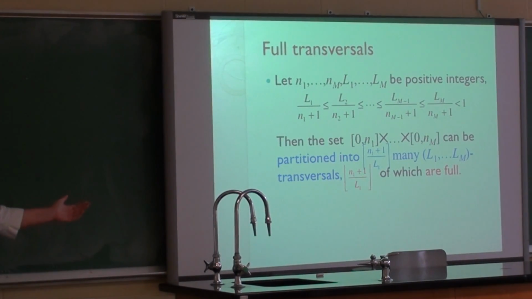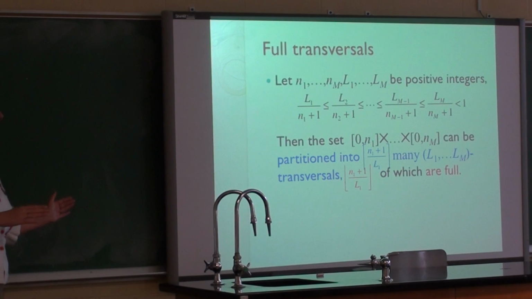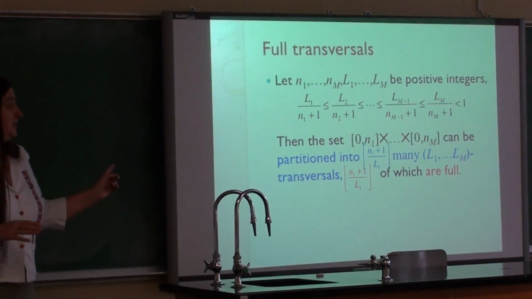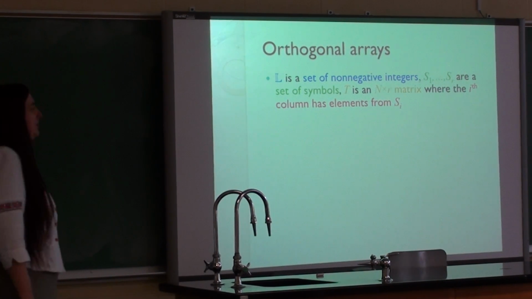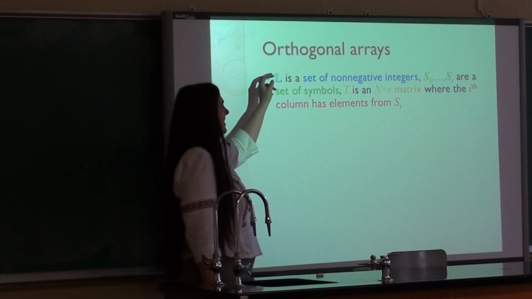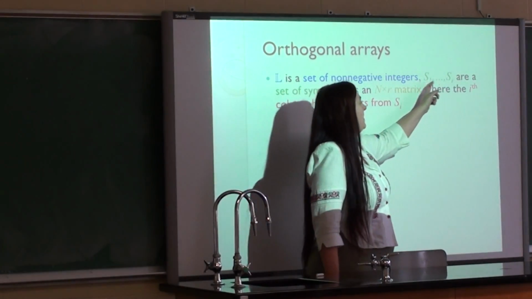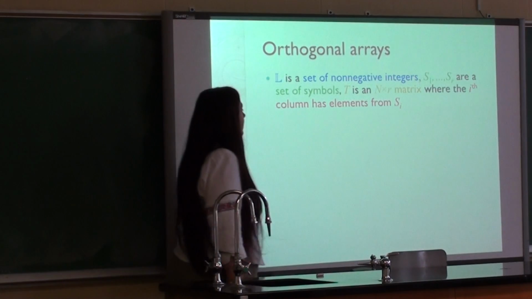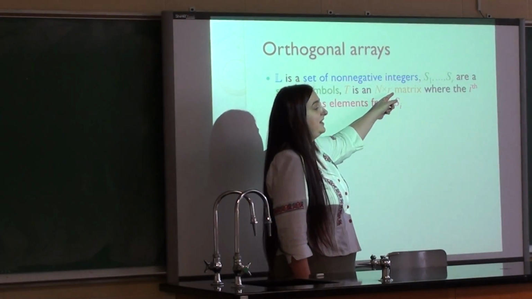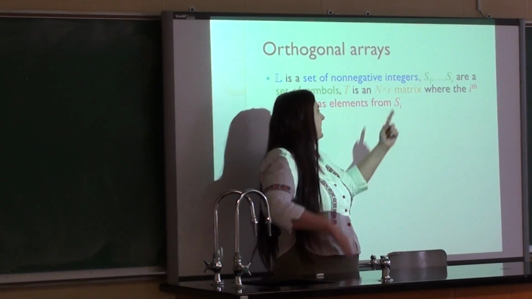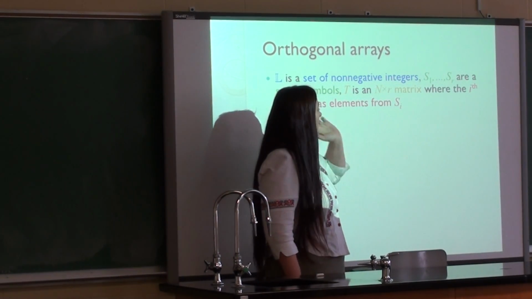So, apart from that mysterious Sperner theory that I haven't talked about, why do we care? We care because, as it turns out, these things are orthogonal arrays. So I'm going to give you the definition, and it's going to sound very weird. So I have a set of non-negative integers. I have some R different sets of symbols, and I have a capital N by R matrix, so it has R columns and some unspecified number N of rows.